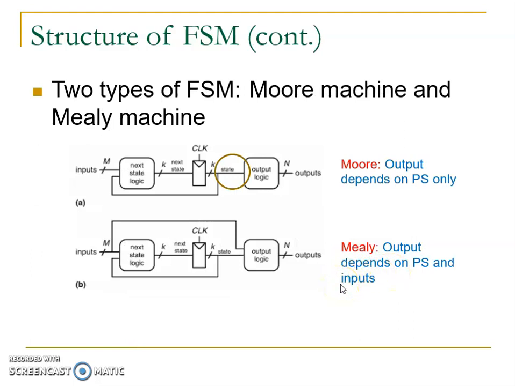You can also differentiate the two FSM models by using this figure, Moore machine and Mealy machine. Moore output depends on present state only, as I said before, and in the Mealy model, the output depends on present state and input. So this is the main difference between the Moore model and the Mealy model.